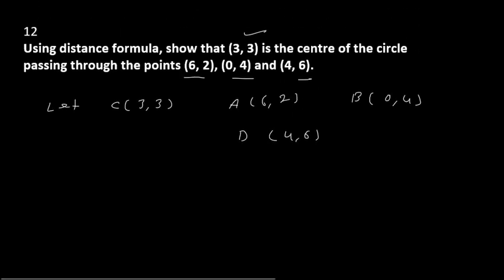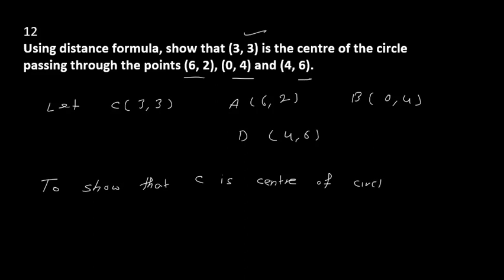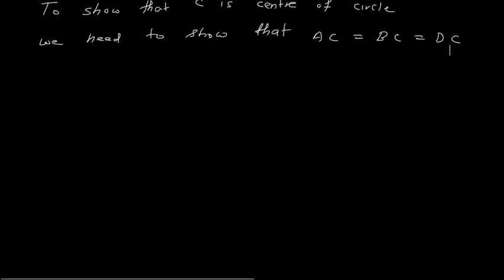So to show that C is the center of the circle, we need to show that AC is equal to BC is equal to DC. So let us find them one by one. First let us find AC.